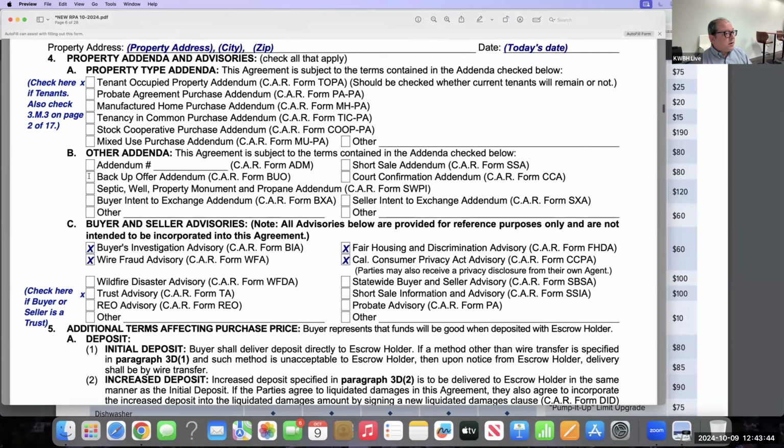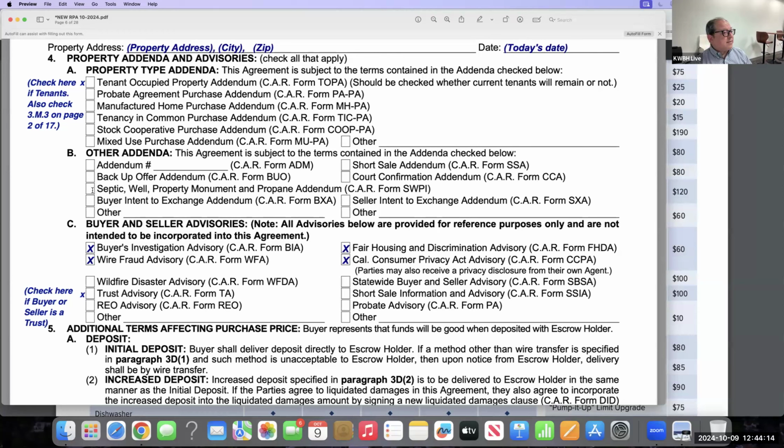If it's a backup offer, we'll check this box. It'll attach a backup offer addendum. What is a backup offer? That means that there's already an accepted offer on the property, but you are still writing an offer to be in backup position. If the first offer falls apart, you are now the new buyer. That's backup position. So we want to do that. If you're in a multiple offer situation and you didn't win, definitely ask the listing agent, can I be countered for backup? Can I be your backup buyer?